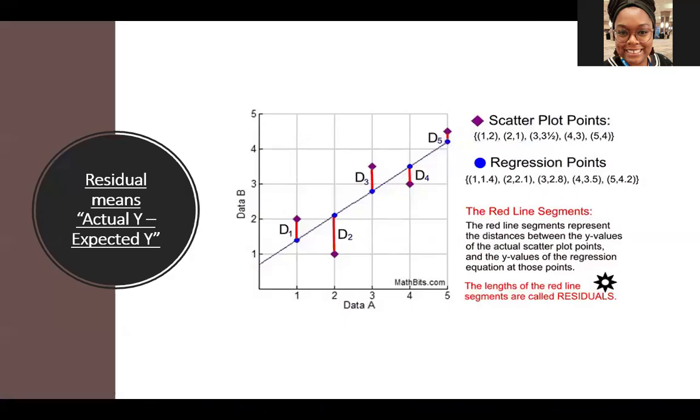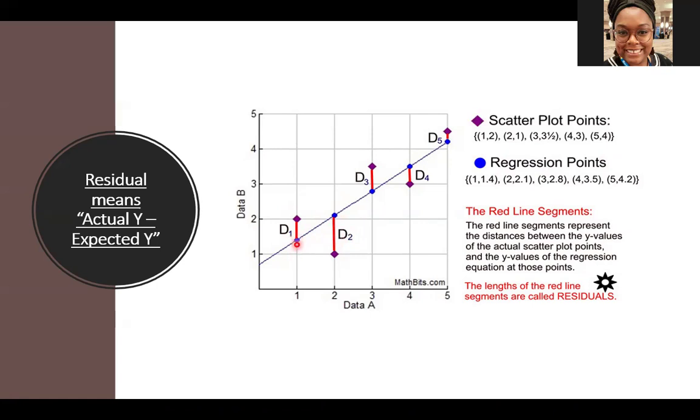So on part one, we're talking about residuals. What does residual mean? If you look on here, we have a graph, and this graph represents a scatter plot. The scatter plot is the diamonds, our original points. All these points are plotted. The blue dots are regression points, the points that we get from plugging into our regression model that we've been finding. The line in between that space is called our residual.